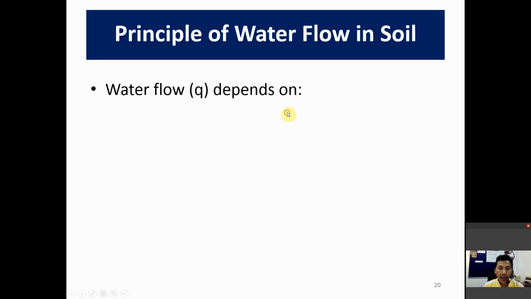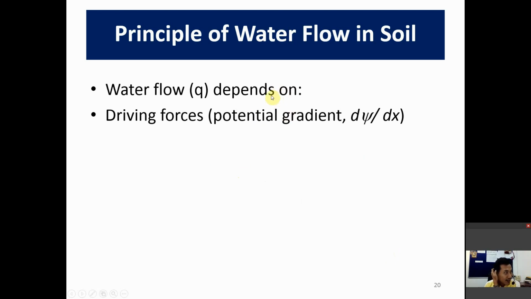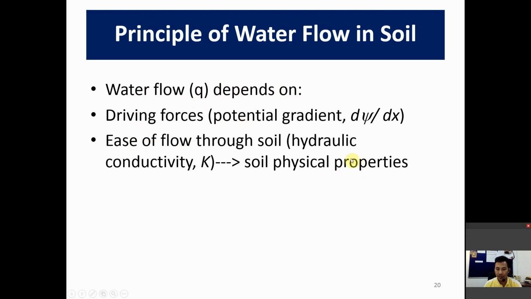So for the principle of water flow in soil, we have equations from very simple to very complicated. I picked a really simple one here. The water flow, which is the lowercase q here, depends on, first of all, the driving force, and the second one is the physical property, or you can say the hydraulic conductivity. Based on these two components, you can tell how fast or slow water can flow. So basically it depends on the driving force, of course. The driving force is the potential gradient, the difference in potential divided by the distance, right? Times the hydraulic conductivity here.